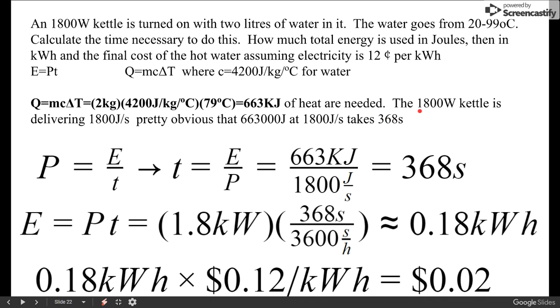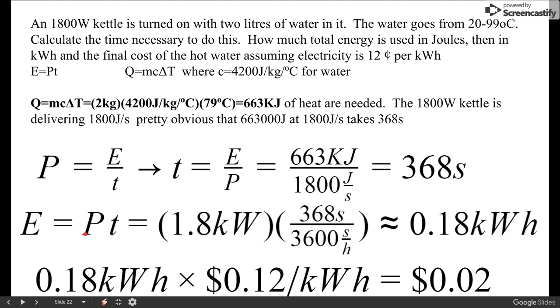If the kettle is delivering the energy at 1,800 joules a second, and you need this much, it's like saying you need $663,000 and I'm paying you $1,800 an hour. How long is it going to take you to earn the money? So 663,000 joules at 1,800 a second, 368 seconds is how long it's going to take this coffee pot to come to a boil, 2 liters of water. 368 seconds, 10 minutes is 600 seconds. So this is 5 or 6 minutes. Okay, here's the detailed calculation.